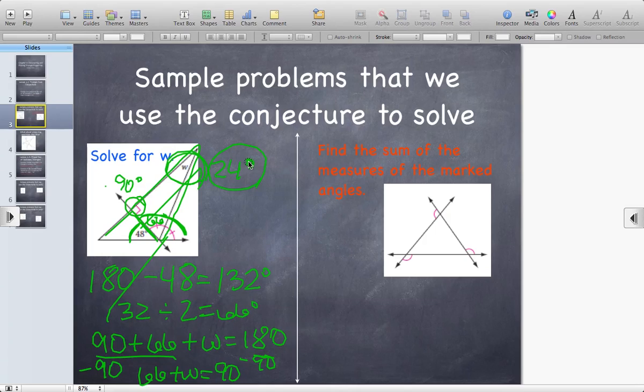Are we talking about inches? Are we talking about centimeters? Are we talking about pounds? All right, in this case, when we talk about angles, we are discussing degrees.